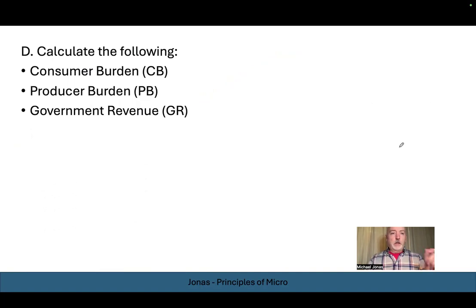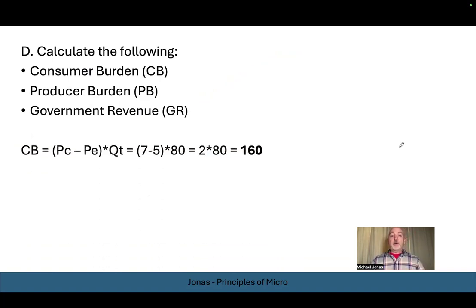So once we have those values, we can now do some of those welfare impacts, right? So how much of this tax is being paid by the consumer's burden? How much is being absorbed by the seller, the producer's burden? And then how much money is the government making off of this operation? GR, the government revenue.